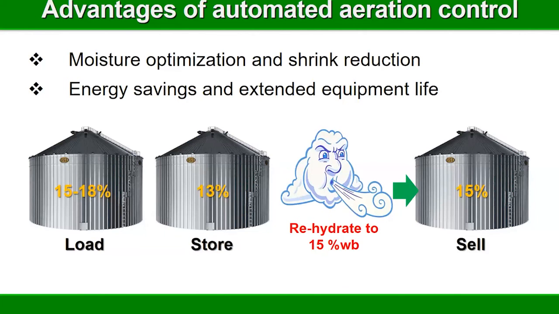And let's say you harvest your material at 20 to 21% and load it there, and store it, dry it to 13%, or the percentage you want to store it at. Later, when you want to sell it, you can rehydrate it to a marketable moisture content and sell it.